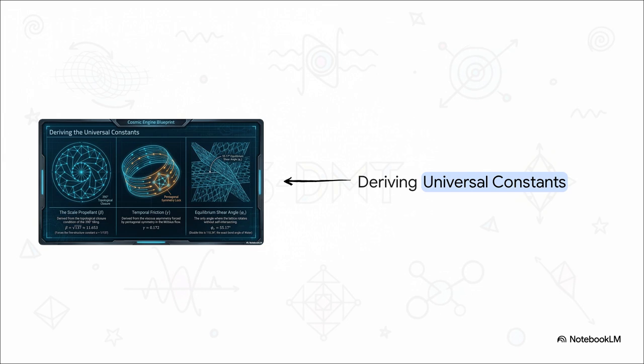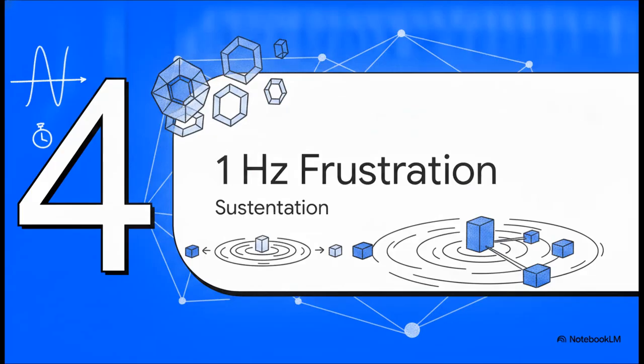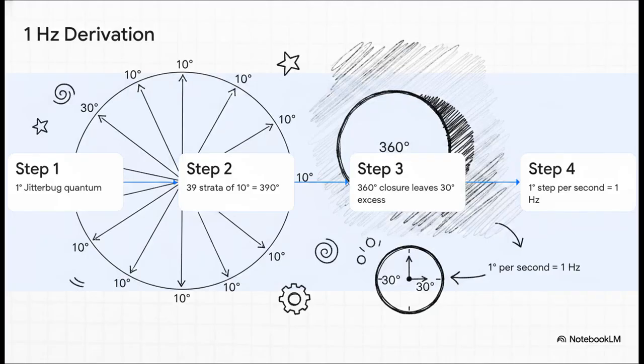It simply cannot geometrically support any other mathematical values without instantly destroying its own topological closure. Which brings us to Section 4, 1 Hertz geometric frustration, detailing the active sustentation mechanism of reality. Let's walk through the precise, inescapable arithmetic logic that links to the fundamental frequency of existence.